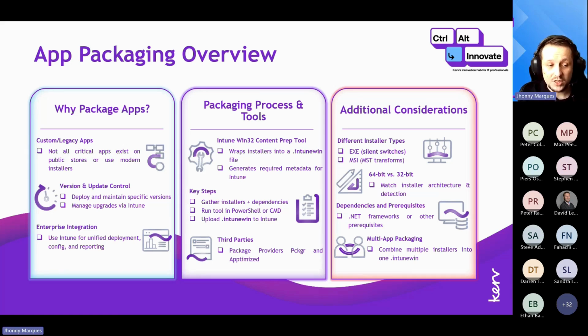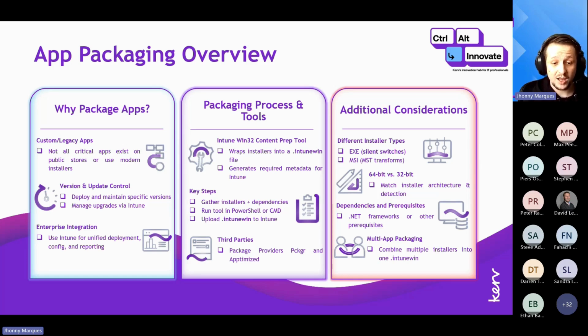The key steps to actually package your apps: first, gather the installers and dependencies. That can be, as I said, the .NET Framework, or config files, DLLs, licensing files. You gather all of those into an install location. You then run the Intune prep tool in PowerShell or a command prompt, point it to your install folder where all your installers, DLLs, config files, and licensing files are, and you let it package that app into an IntuneWin file.